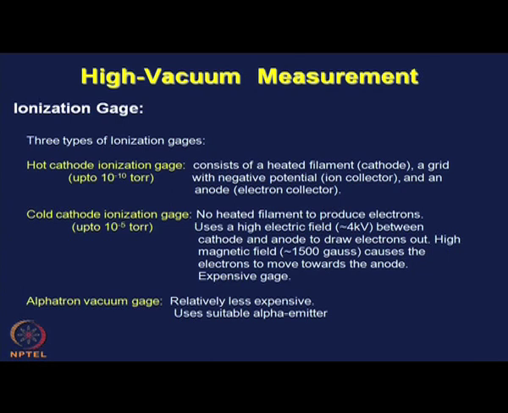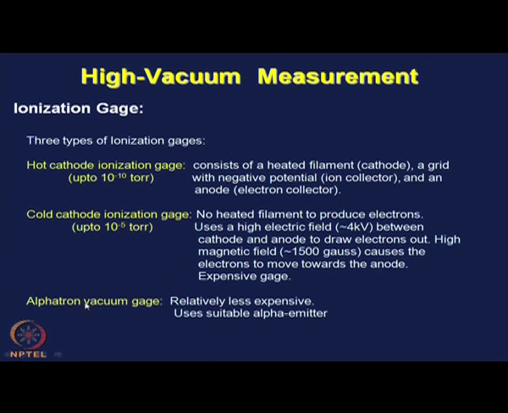So, the path of the electron will be extended, and that will increase the probability of collisions between electrons and gas molecules, and thus positively charged ions will be formed. The cold cathode ionization gauge is, however, more expensive. The hot cathode ionization gauge can be used to measure vacuum as low as 10 to the power minus 10 torr. Cold cathode ionization gauge can be used up to 10 to the power minus 5 torr.